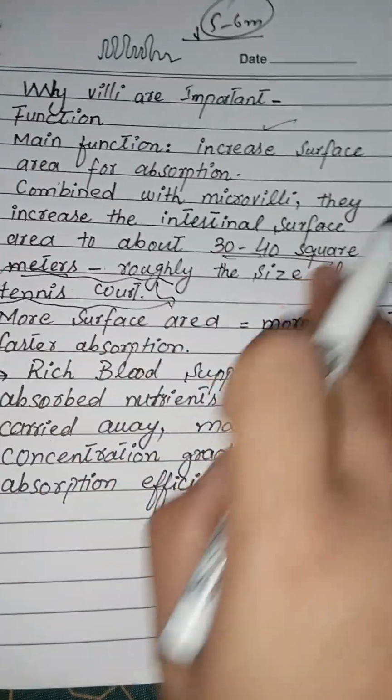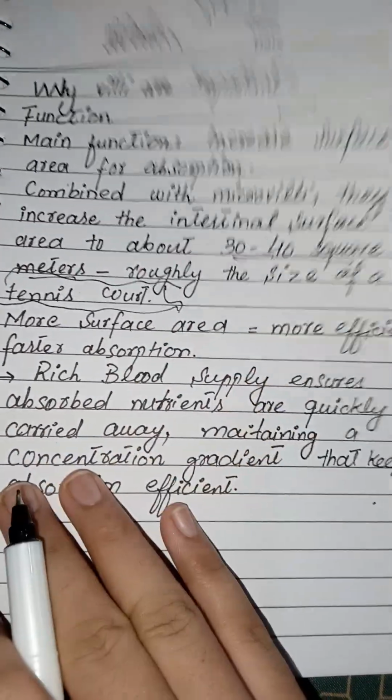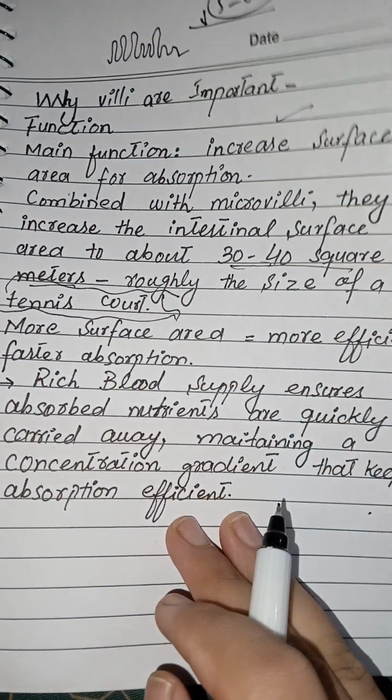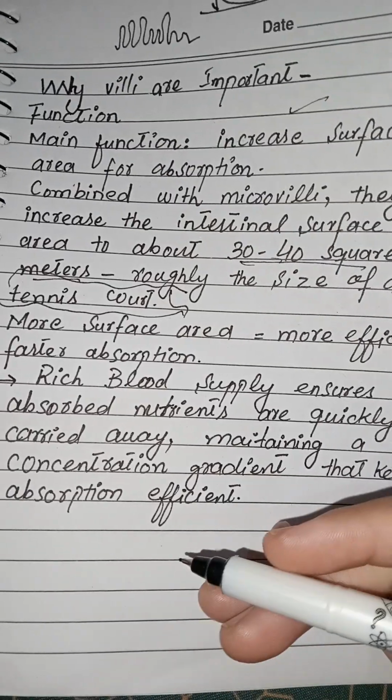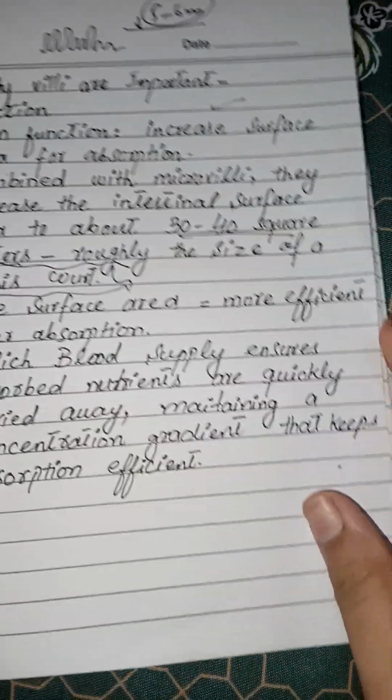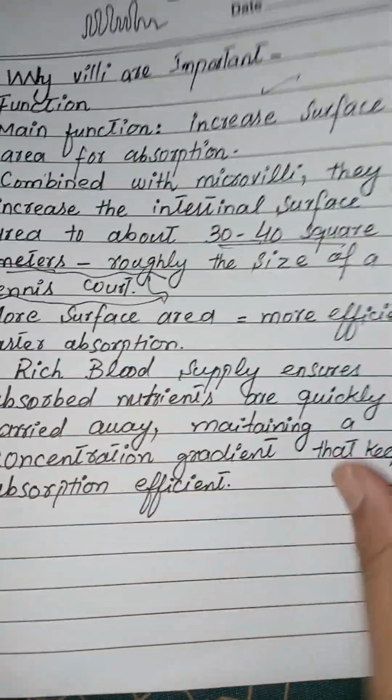More surface area means more effective and faster absorption. Rich blood supply ensures the absorbed nutrients are quickly carried away, maintaining a concentration gradient that keeps the absorption effective.